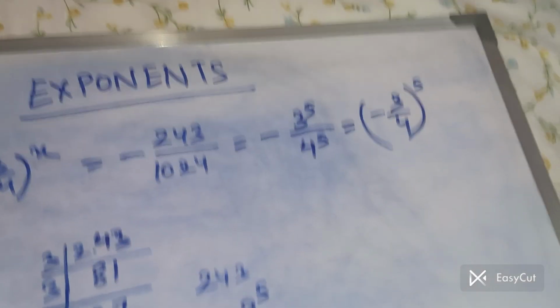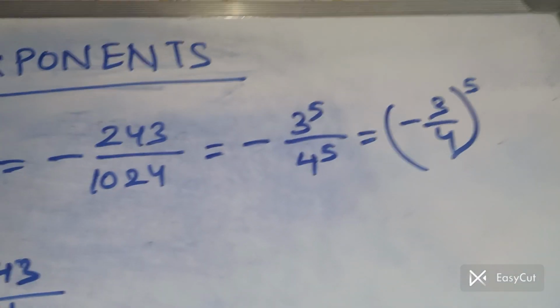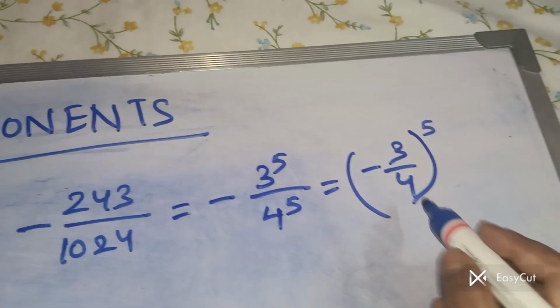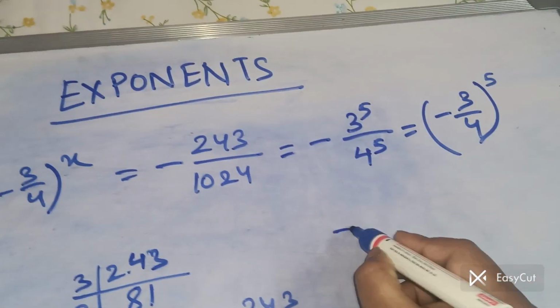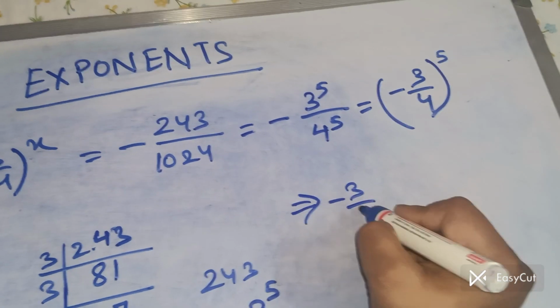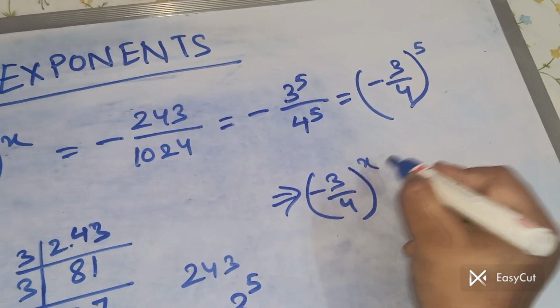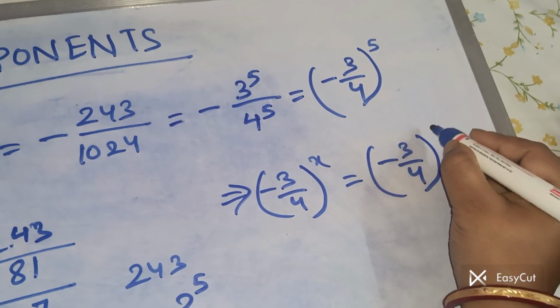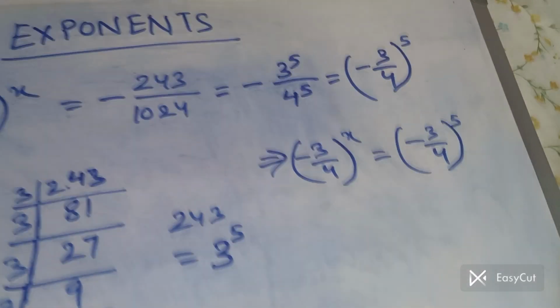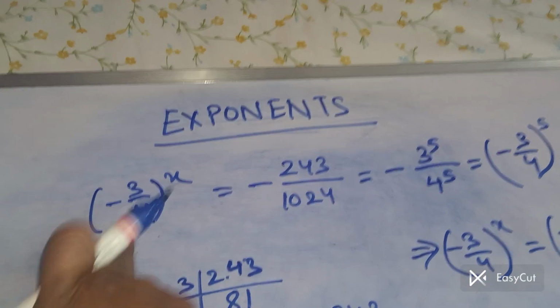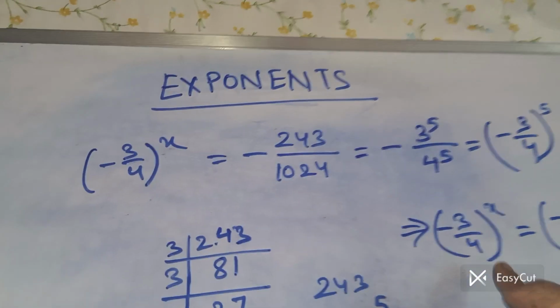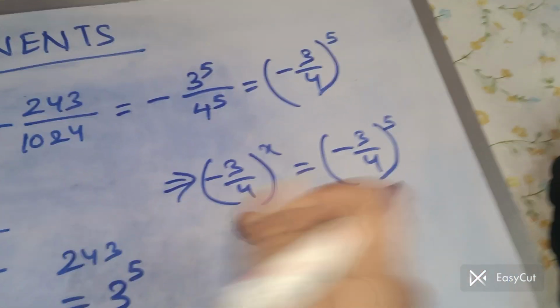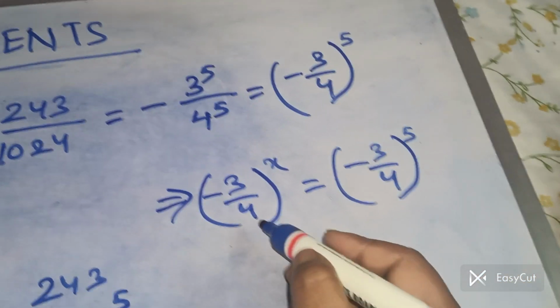Both of them have 5 as the power, so we can write it like this, minus 3 by 4 whole to the power 5. So what we get is minus 3 by 4 to the power x equals minus 3 by 4 to the power 5. Students, please give the implication sign here, because here we are finding x. Okay, so put the implication sign here.